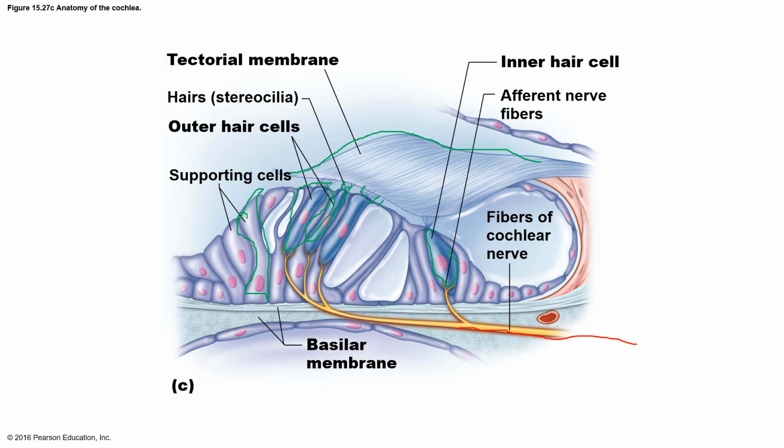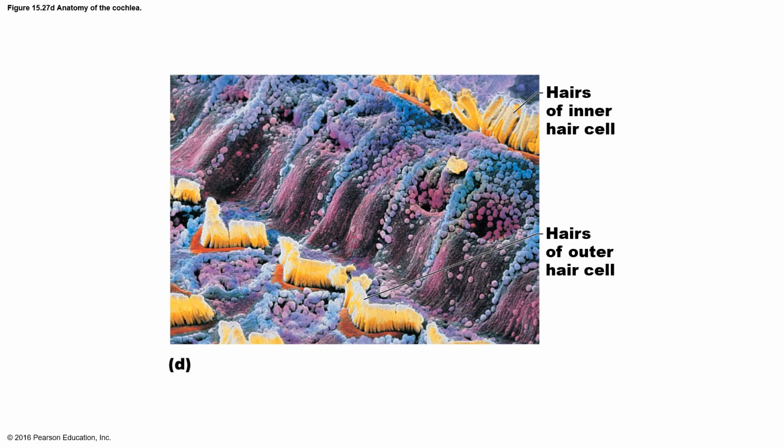And then we can see these afferent nerve fibers of that cochlear nerve. And this basilar membrane here, basement membrane. Another cool picture here, we can see the hairs of the inner hair cells and the hairs of the outer hair cells. Kind of neat looking.